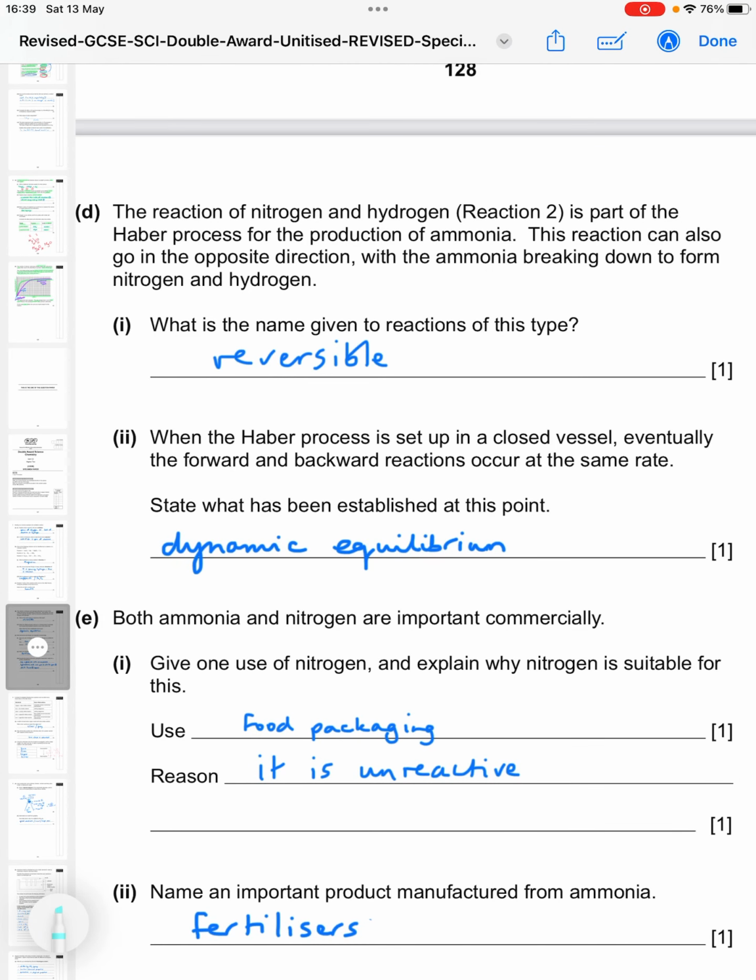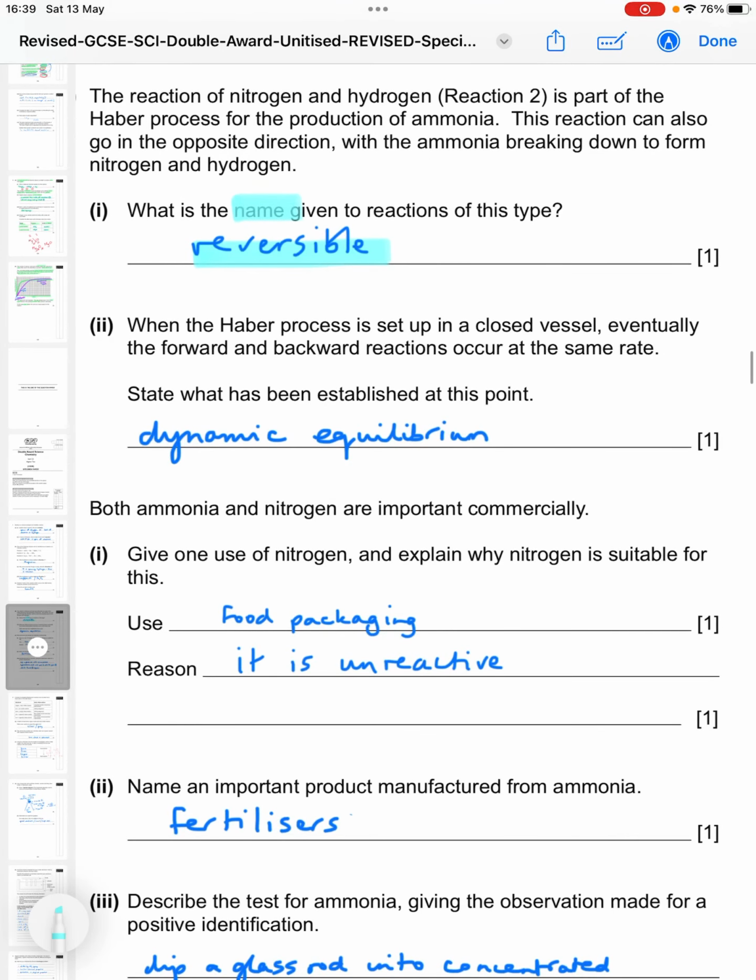Part D, the reaction of nitrogen and hydrogen, or reaction 2, is part of the Haber process for the production of ammonia. This reaction can also go in the opposite direction, with the ammonia breaking down to form nitrogen and hydrogen. What is the name given to reactions of this type? It's reversible. Don't be tempted just to write the little reversible arrows there. It has to be the word reversible.